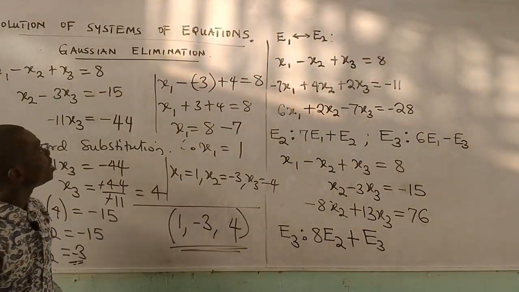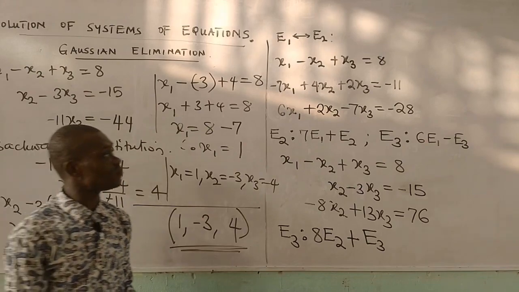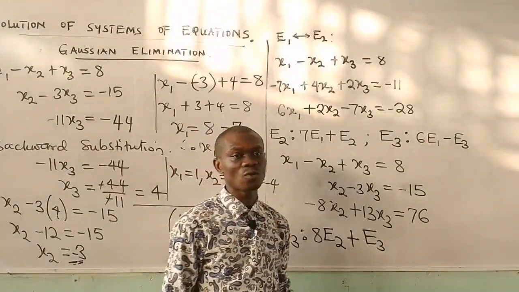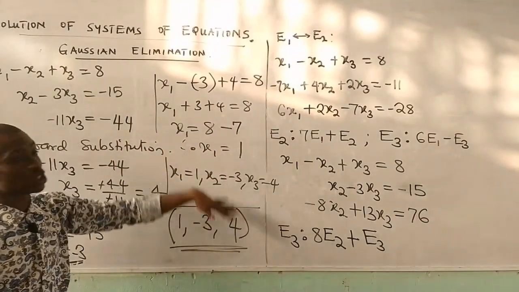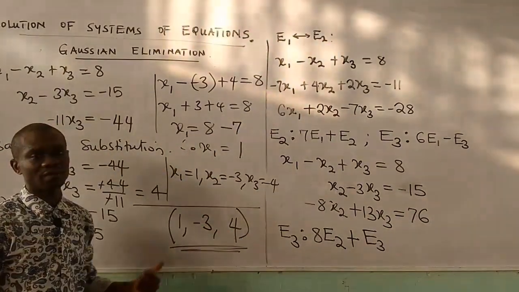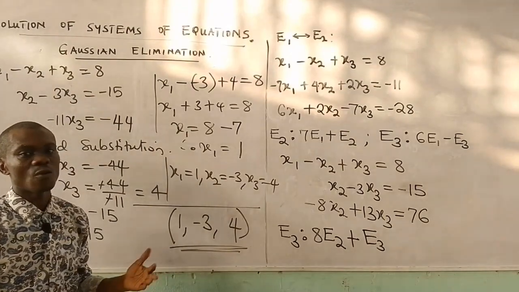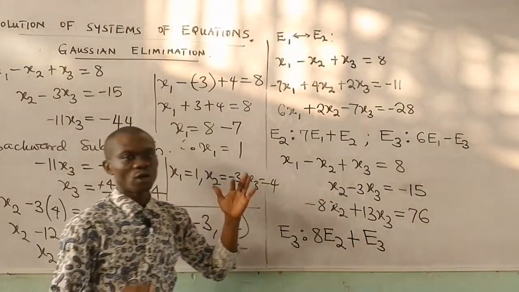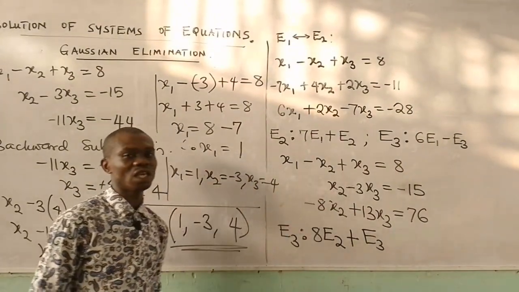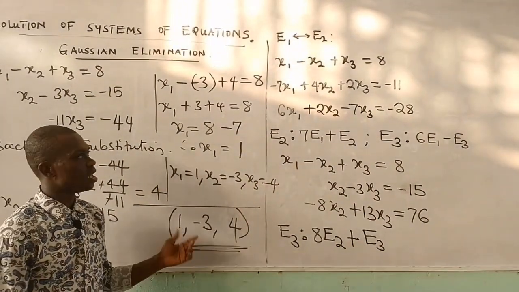Alright, so this is where we will stop for this video. In the next video, we are going to do more examples on how to use the Gaussian elimination, and then we will see cases where you will have infinitely many solutions and where you will have no solution at all. We will see examples and cases like that.